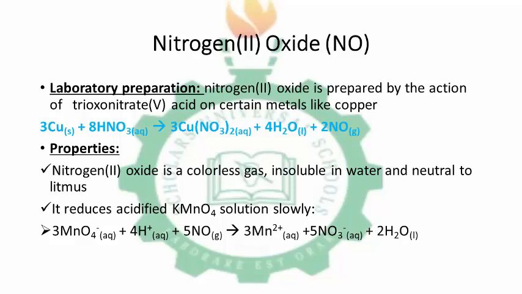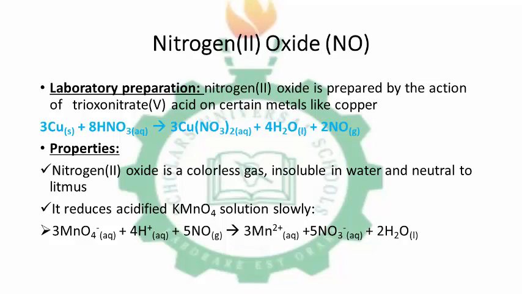Nitrogen 2 oxide is a colorless gas and it is insoluble in water and neutral to litmus. Now, because of its neutrality to litmus, it is mostly called neutral oxide. It is not the only compound that is called the neutral oxide. Also, water molecule is also an example of a neutral oxide.